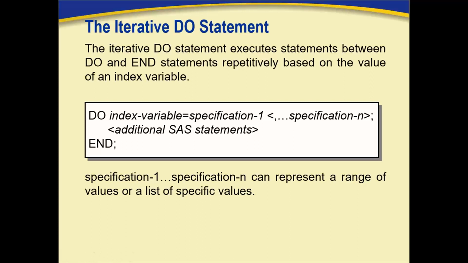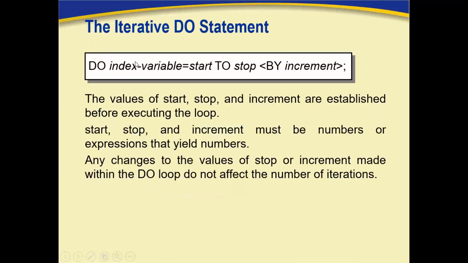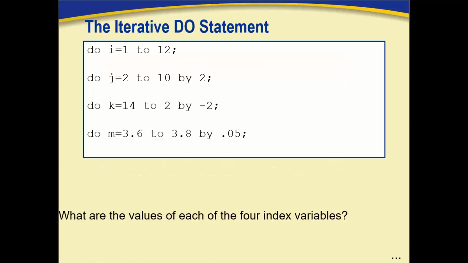The iterative do statement: how we can write do, the index variable, the start specification, and additional statements. This is the syntax: do index variable equals start to stop, by increment. If you specify a value, it increments by that value. If you don't specify, by default it increments by 1.